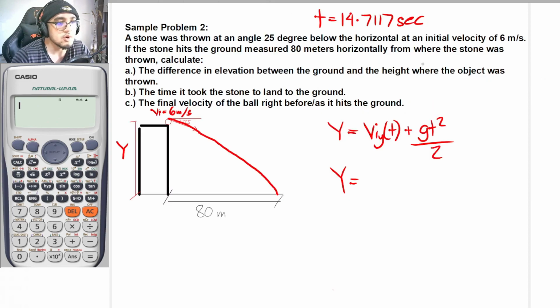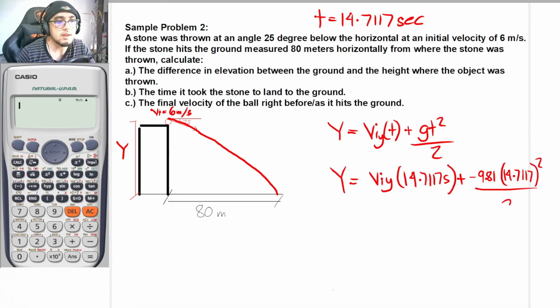2.5357095. So going back here, y is equal to VIY, which is stored in my calculator, times t, which is 14.7117 seconds, plus negative 9.81 meters per second squared times 14.7117 squared divided by 2. So calculating this equation, this is now alpha y.